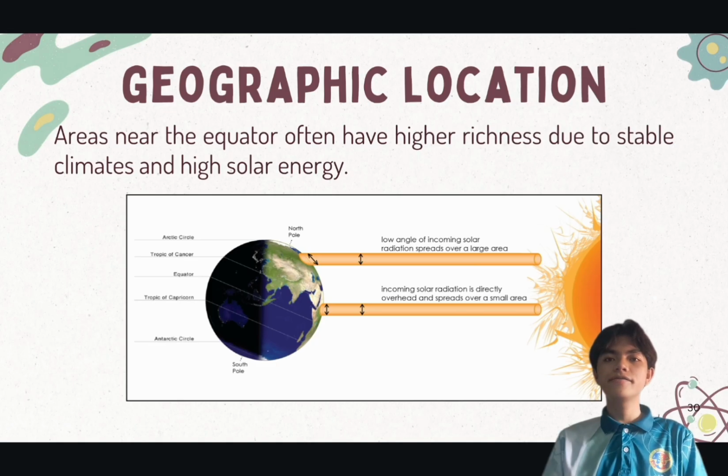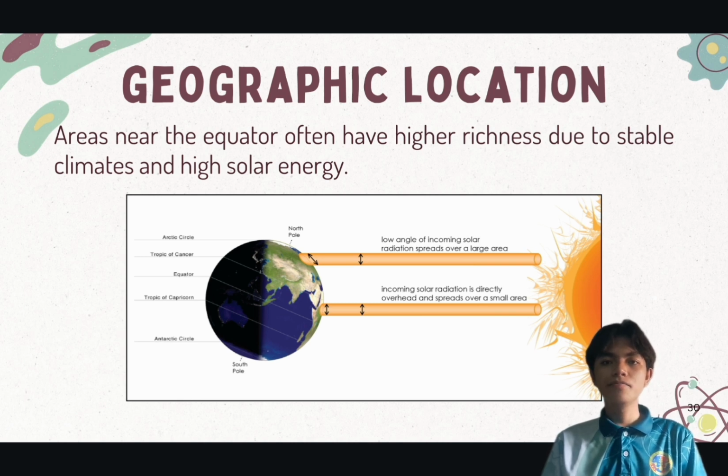Next is geographic location. This refers to where a place is located on Earth, especially its distance from the equator. Areas near the equator receive more direct sunlight and have more stable climates throughout the year. Because of this, they support more species.